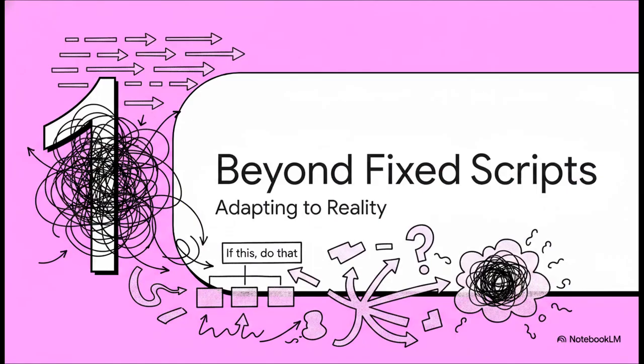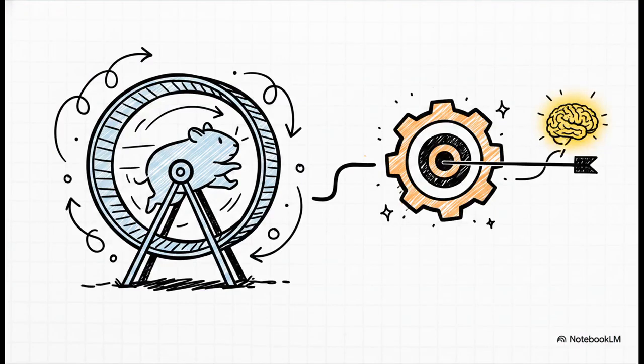Section 1. Beyond fixed scripts and adapting to the messy real world. Because, let's face it, most traditional automation relies on these perfectly repeatable patterns, right? If this happens, do that. But real work is usually incredibly messy. Inputs change all the time, the context shifts, and the next best action isn't always perfectly obvious. We need software that can handle the ambiguous, shifting realities of our daily tasks without just breaking down.